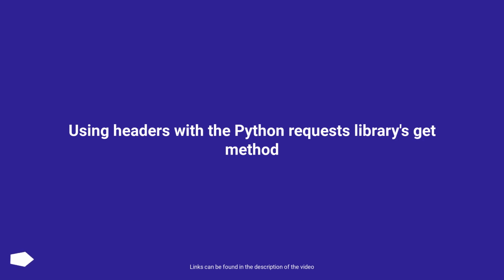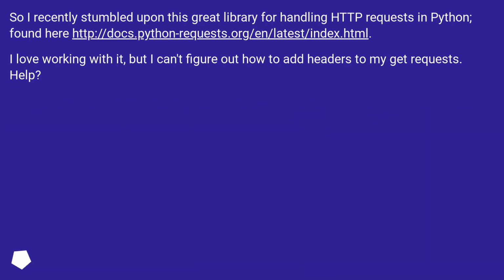Using headers with the Python requests library's get method. So I recently stumbled upon this great library for handling HTTP requests in Python, found here, this URL. I love working with it, but I can't figure out how to add headers to my GET requests. Help?